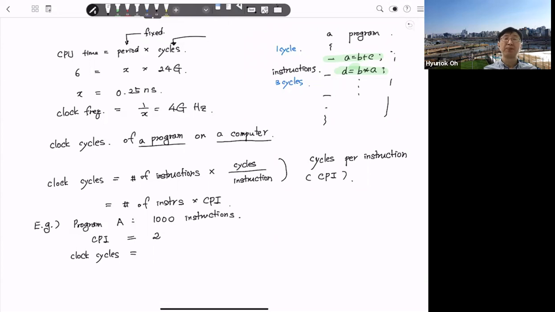So what is it? CPI is 2, and number of instructions is 1,000. Okay, then what is the clock cycles? Yeah, it's just simply 2,000.